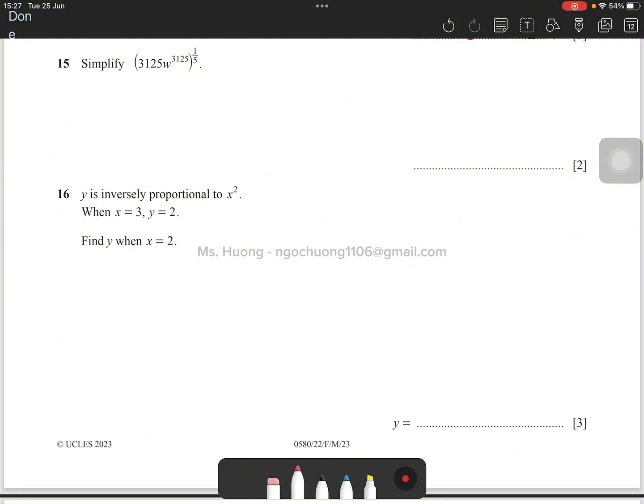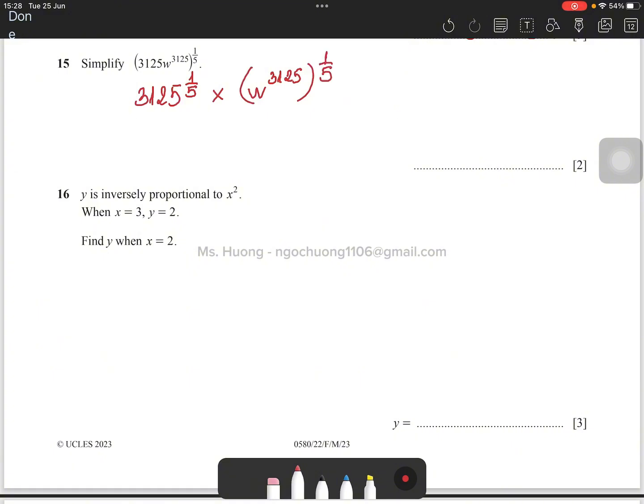Question 15. Simplify this expression. First, we need to split it into two parts. The number part, 3,125 to the power of 1/5. And the second part is W to the power of 3,125 to the power of 1/5.